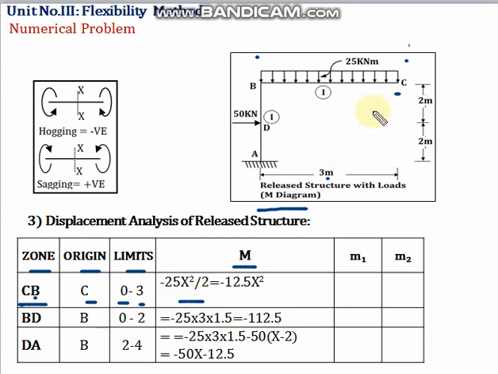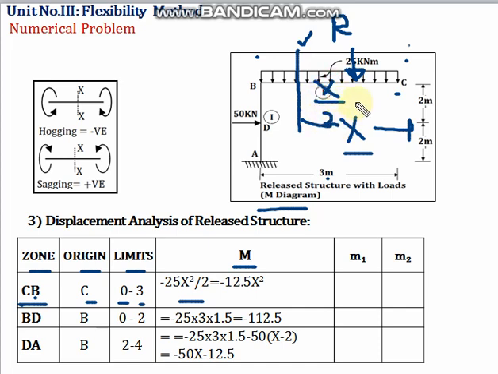Now take that zone under consideration and draw the axis for that zone, and that axis you have to mark at a distance of x with respect to origin C. Now look toward the right side of that axis, and how many loads are there? There is only one load, and that is a 25 Newton per meter UDL, which is spread along the length x. So find out its center. No doubt it will act at a distance of x by 2 from the axis.